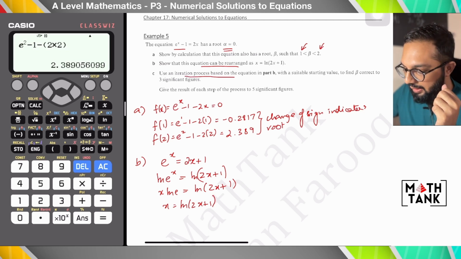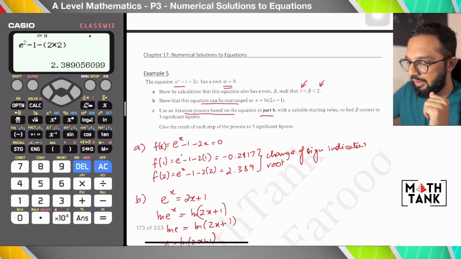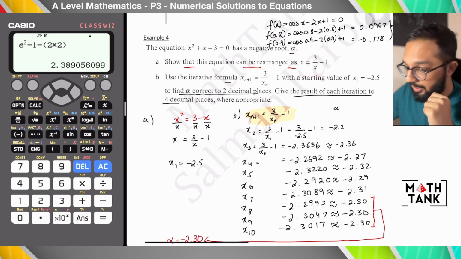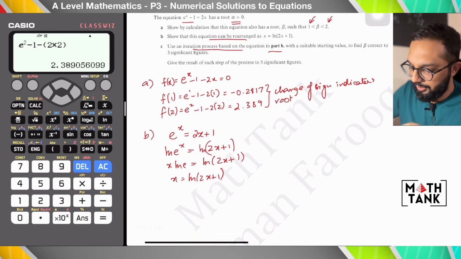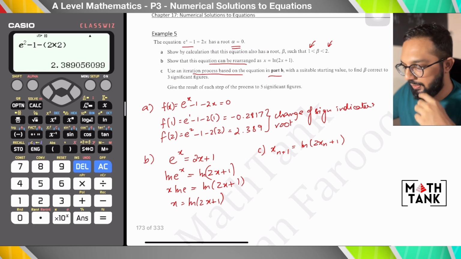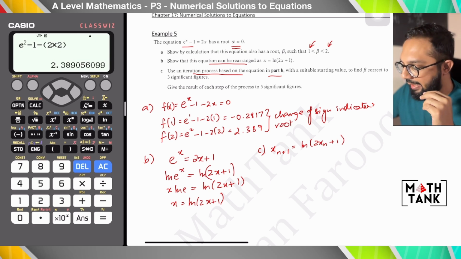Then it says use an iteration process based on the equation in part B. Now we've not learned how to construct an iterative formula. Let's do that. If you notice in the previous question, I asked you to make x the subject. Then what I did was with this x that was isolated, I had a subscript of n plus 1. With the x that wasn't isolated, I had a subscript of n. So what I'm going to do here is construct an iterative formula: x(n+1) equals ln(2xn plus 1). I've written an n plus 1 subscript on the left hand side, and on the right hand side I have xn.